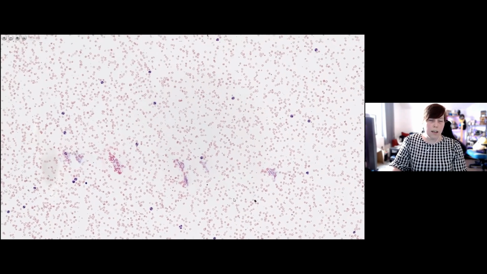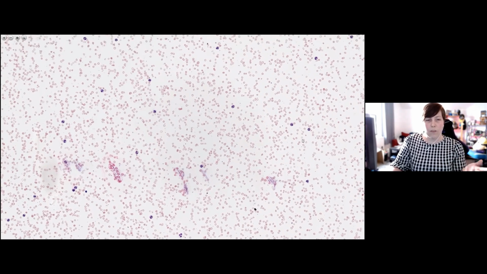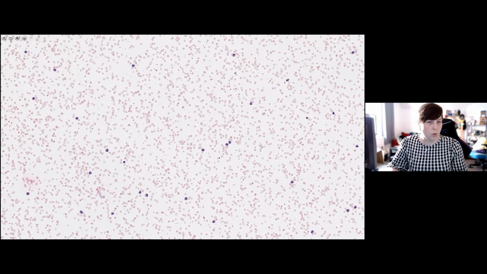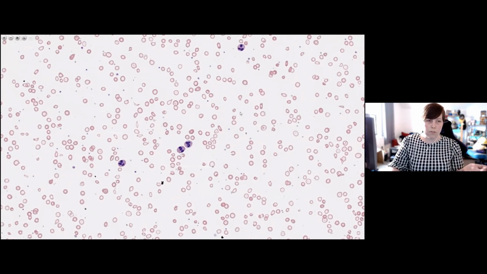I'm actually in a quite thick part of the film, which doesn't look that way because of the anemia of the patient. But overall, I don't think there's increased rouleau. I don't think there's autoagglutination. So I'm happy to go down and have a closer examination at the cells themselves.